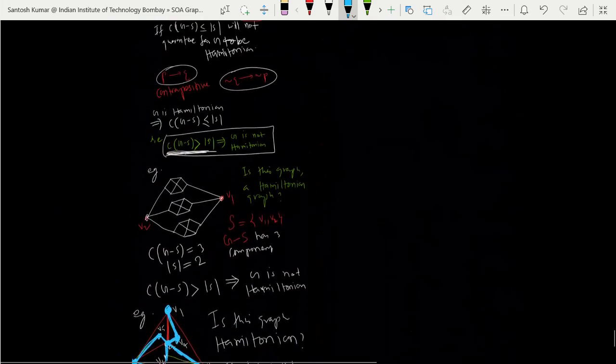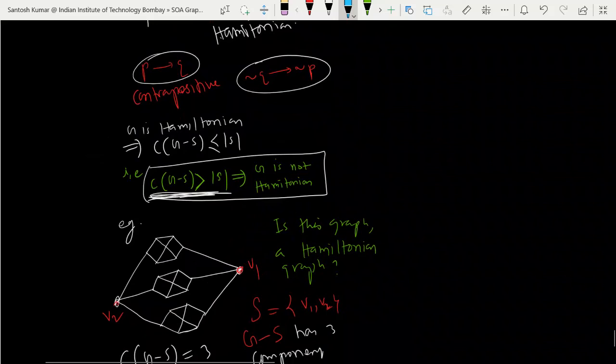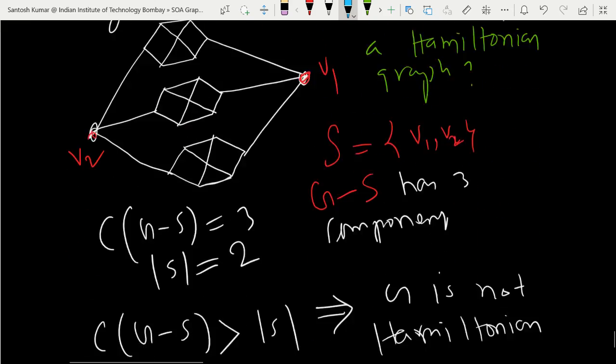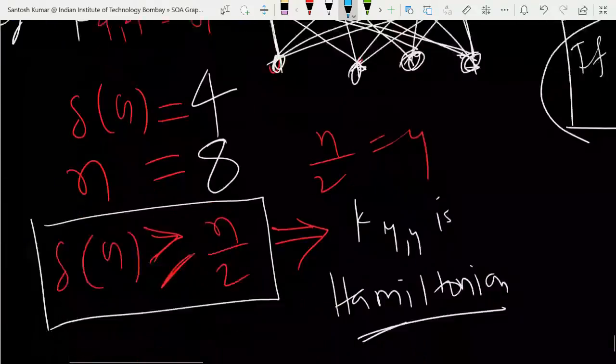So the first result was... they have written it the opposite way, sir. Oh, I think it should be Hamiltonian. Yeah, see, here it is less than or equal to, right? I want to write more than, so I have to write more than. So I have written it wrong.